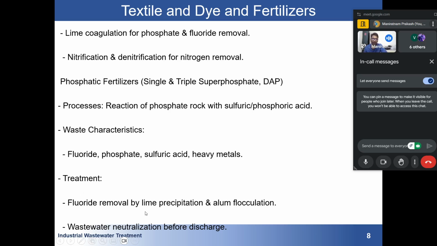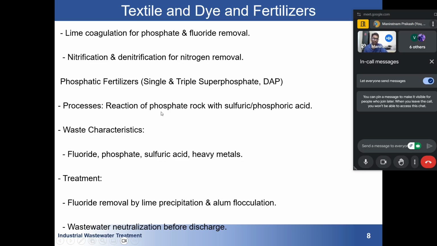Then for treatment, fluoride may be removed by lime and alum flocculation. When aluminum reacts with fluoride water, it forms aluminum hydroxide, which is a kind of precipitate where the fluoride can get attached on the surface of the alum floc. Then wastewater neutralization before discharging.